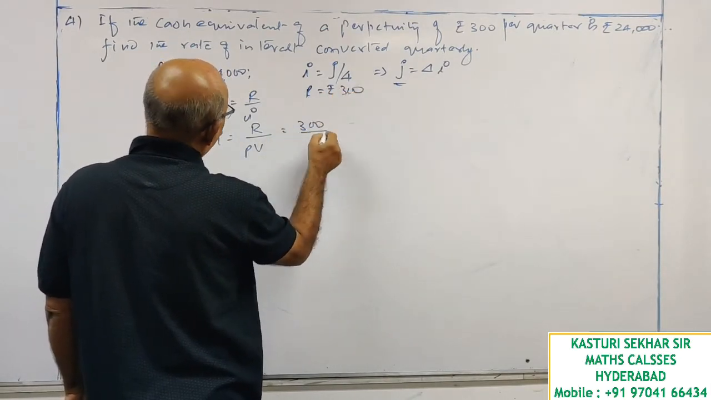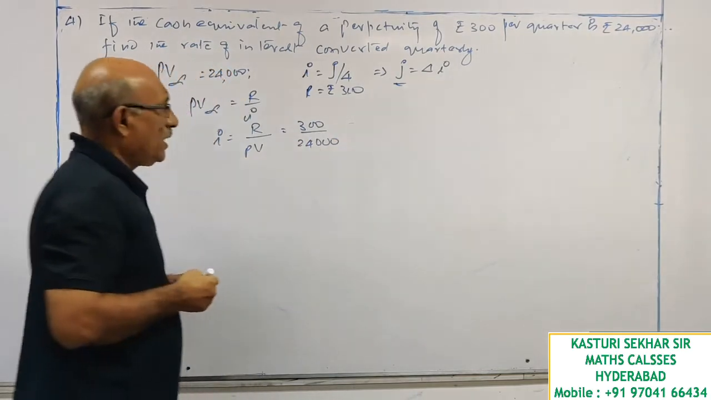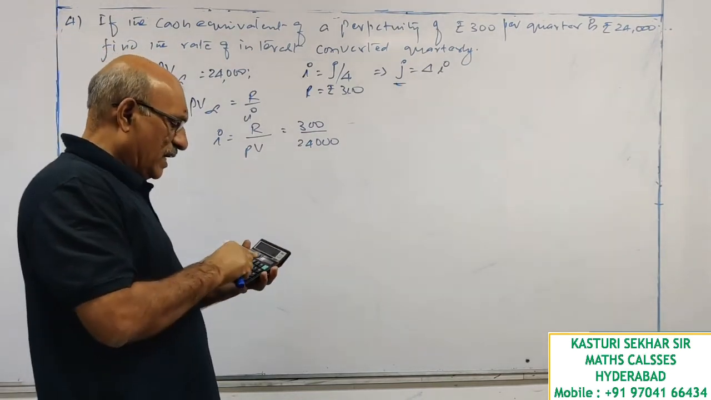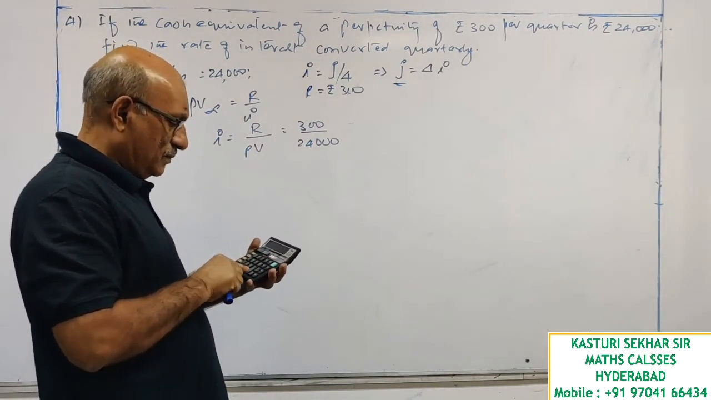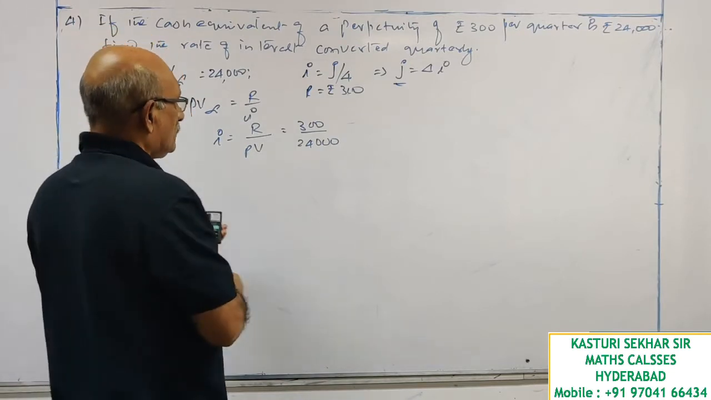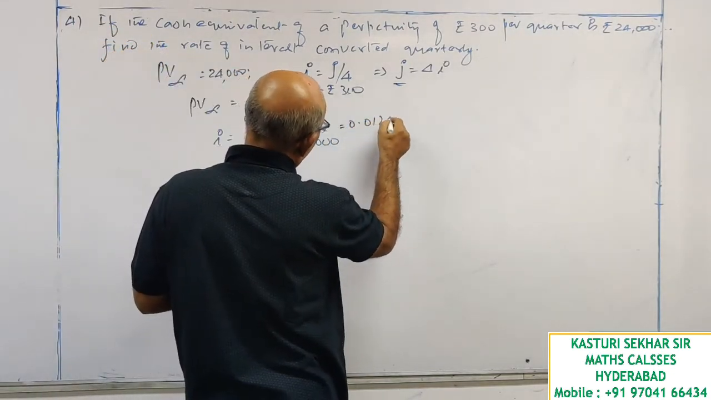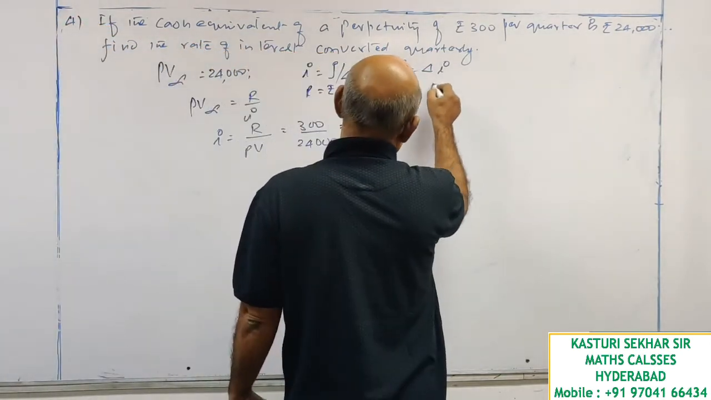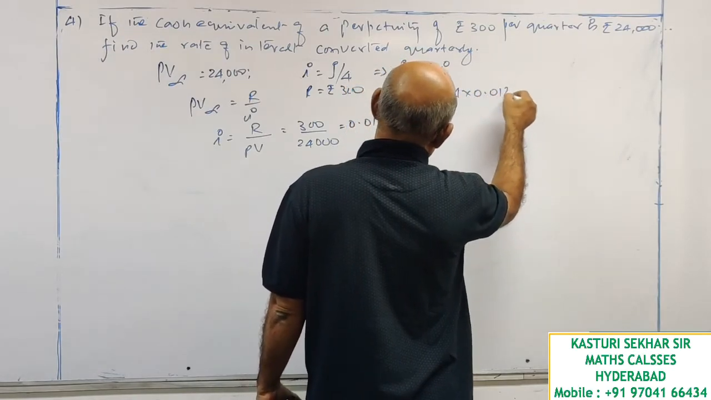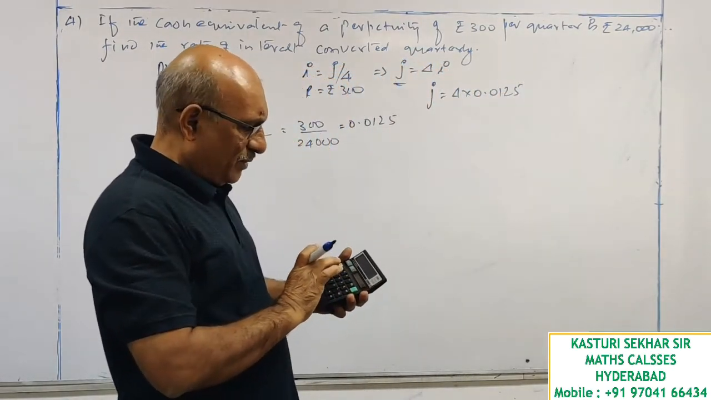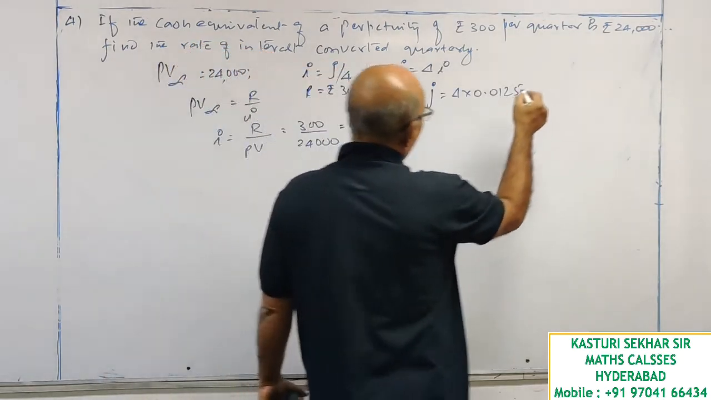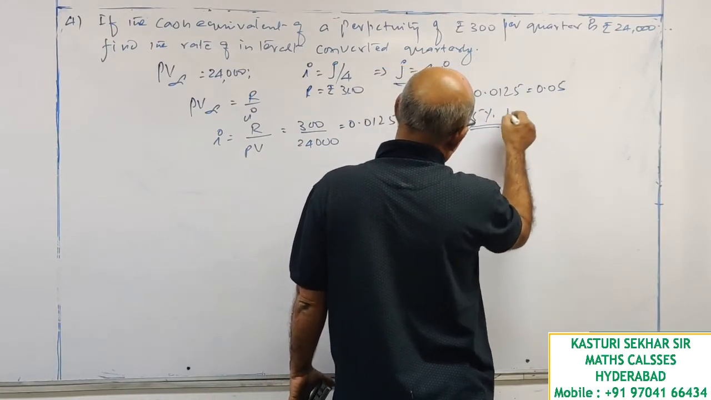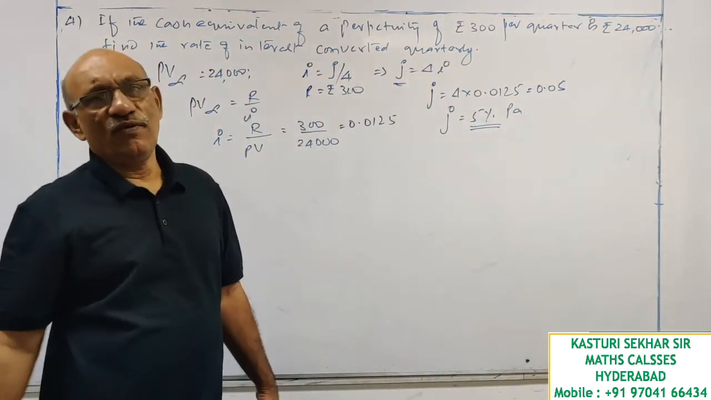So this is 300 divided by 24,000, which is 0.0125. I value is obtained. So J is equal to 4 into 0.0125, which is 0.05. So J is equal to 5% per annum.